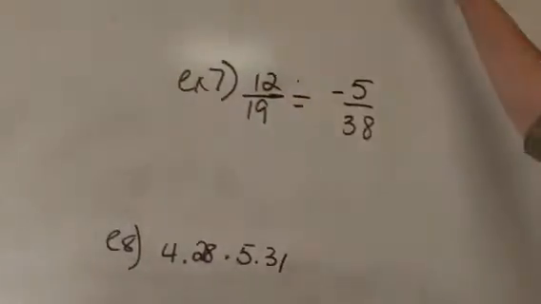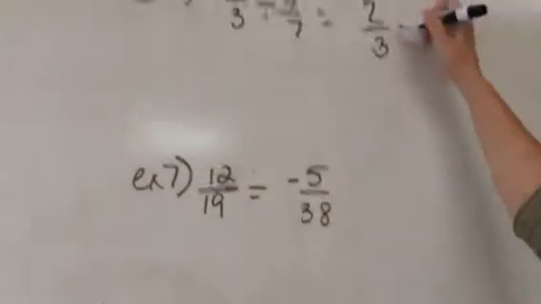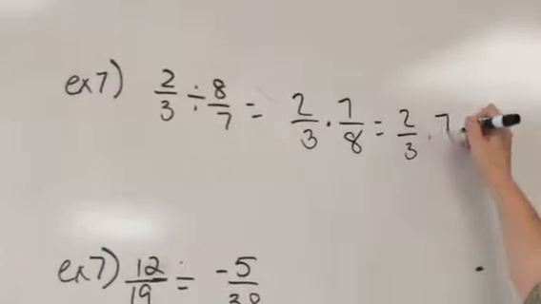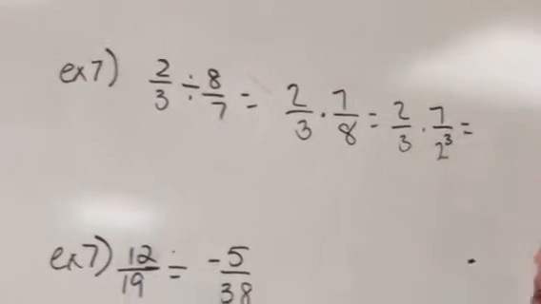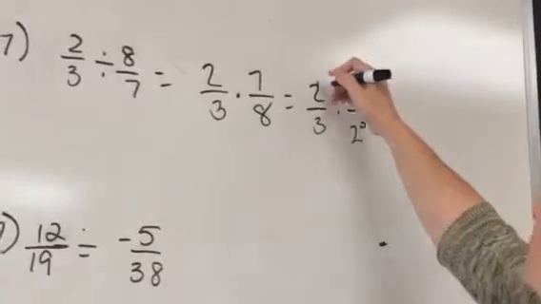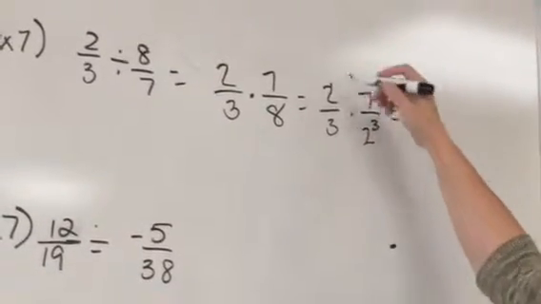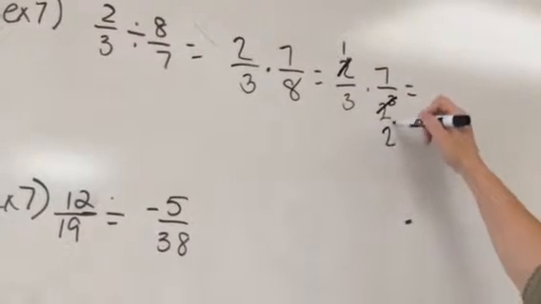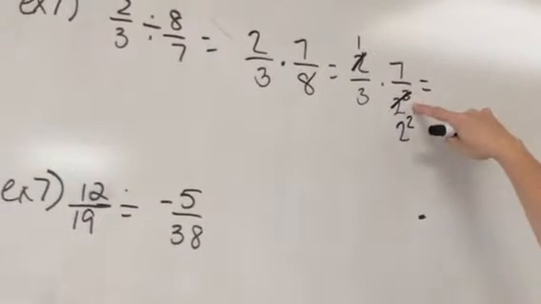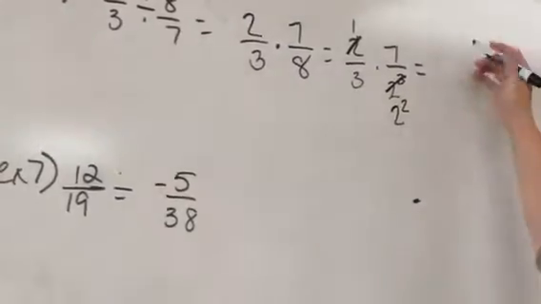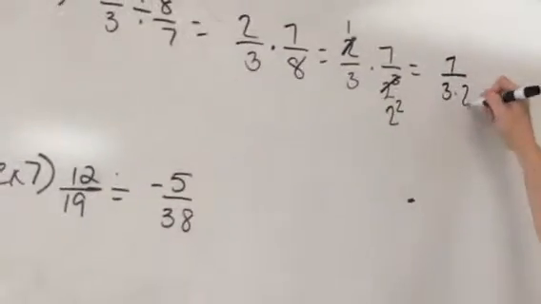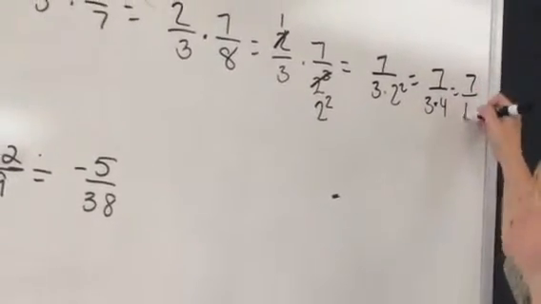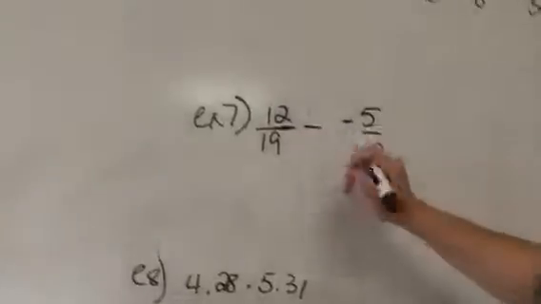2/3 divided by 8/7 equals 2/3 times 7/8. That's going to be 2/3 times 7 over 2 cubed if you take the primes. Then look, I have 2 to the 1st and 2 cubed. 3 minus 1 is 2, so that's going to be 1, and that's going to be 2 squared, because that's the higher number, so it goes down to where the higher number is. So then I get 7 over 3 times 2 squared, which is 7 over 3 times 4, which is 7 over 12.